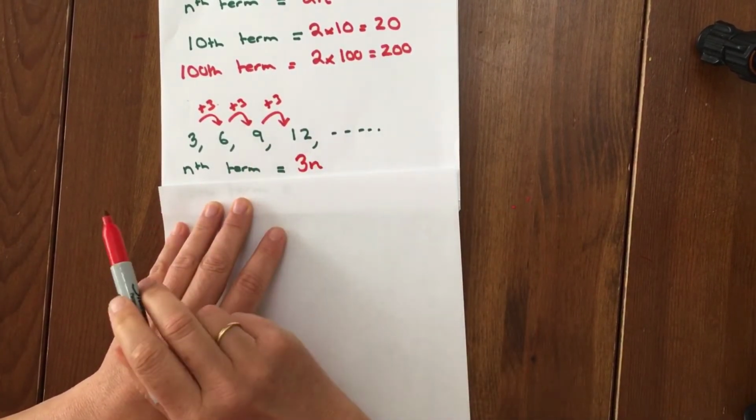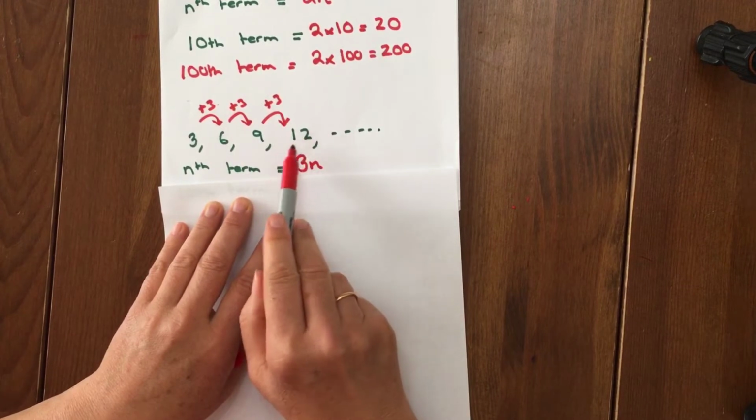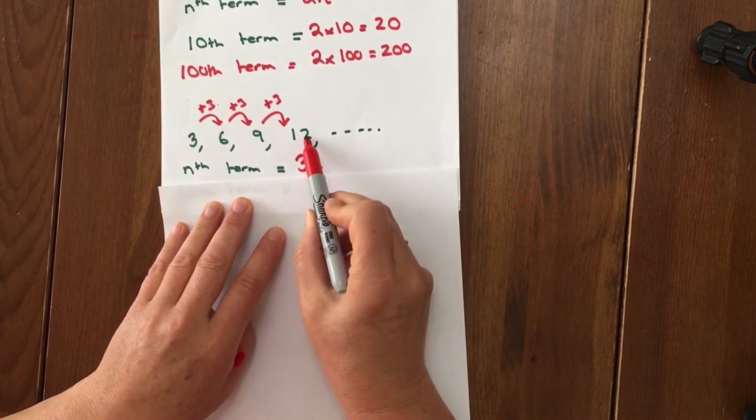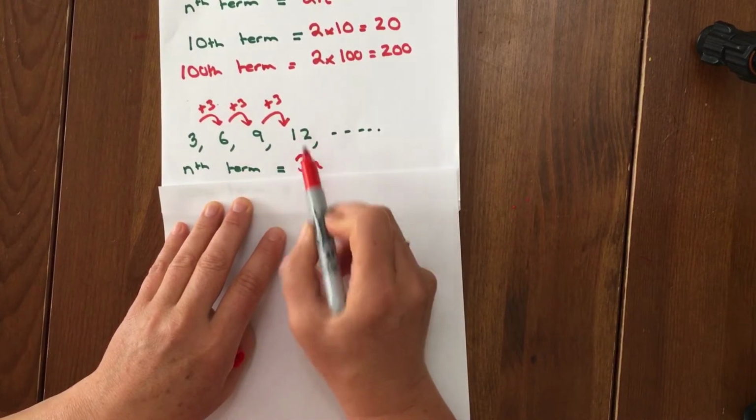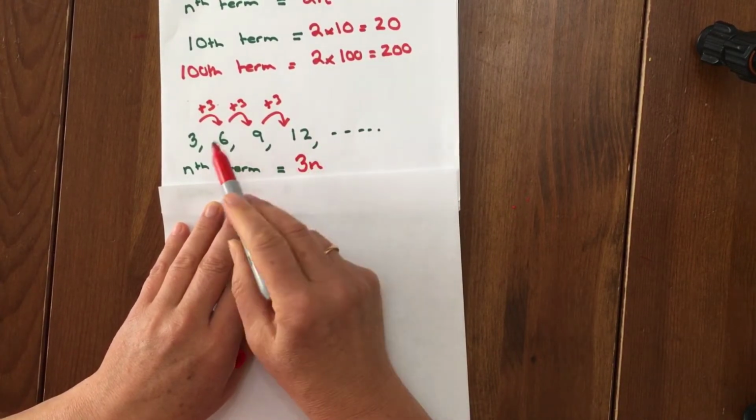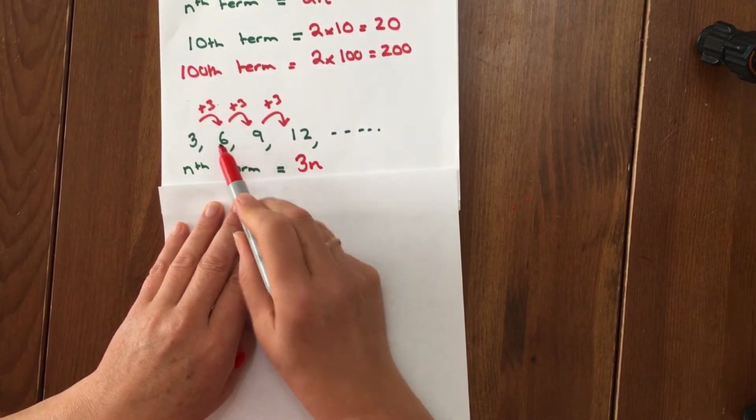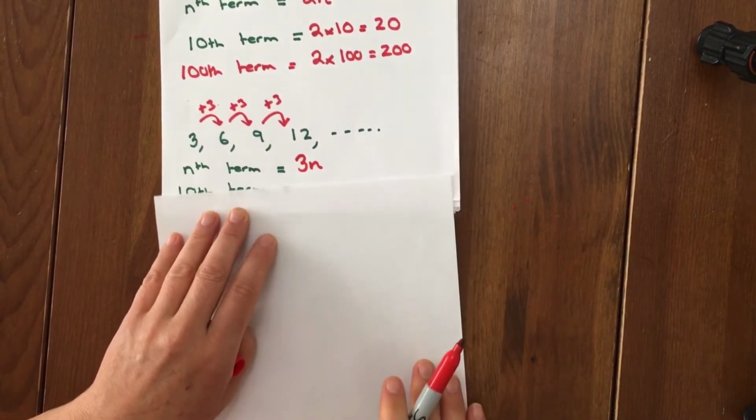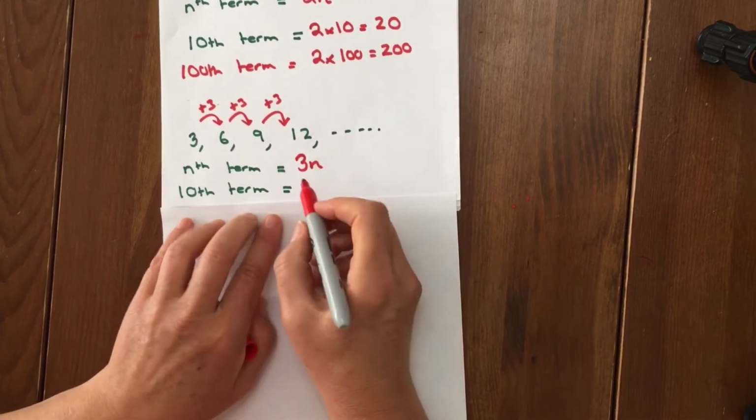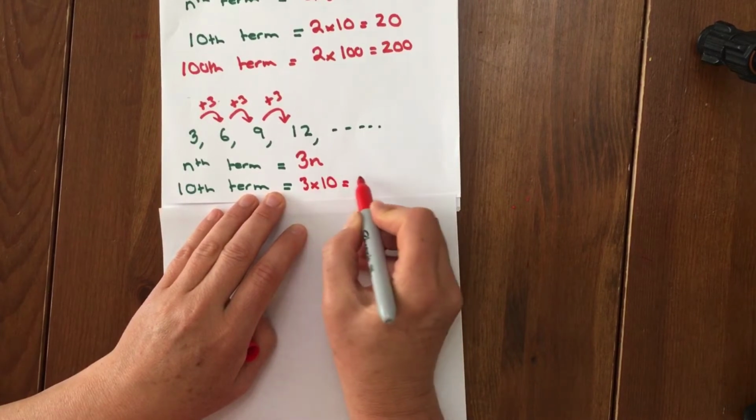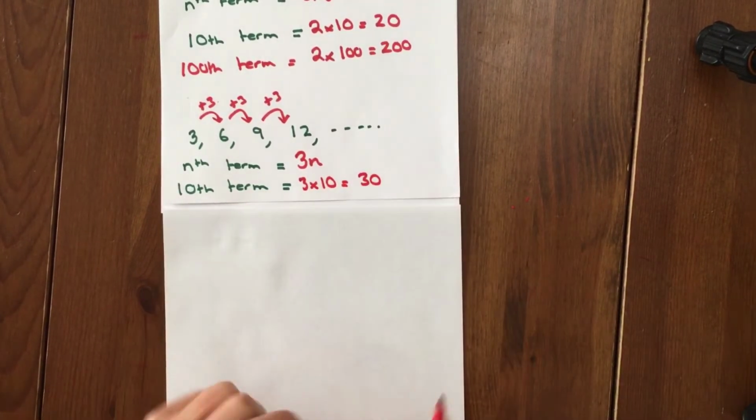For example, this is my 4th term. My 4th term is 3 times 4, which is 12. So I can see it works. And my 2nd term, when n is 2, 3 times 2 is 6. So I can see it works. For the 10th term, when n is 10, I do 3 times 10, which is 30.